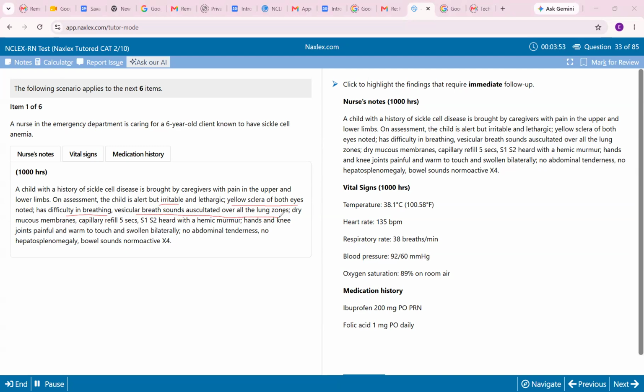Overall, the lung zones. Dry mucous membrane, capillary refill 5 seconds. S1, S2 heard with an hemic murmur. Hands and knee joints painful, warm to touch and swollen bilaterally. No abdominal tenderness, no hepatosplenomegaly, bowel sounds normal. Okay. So, vital signs.